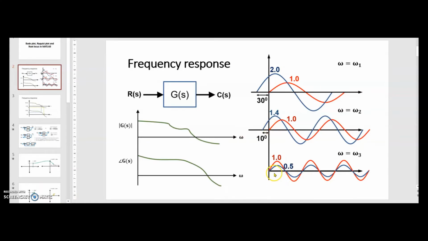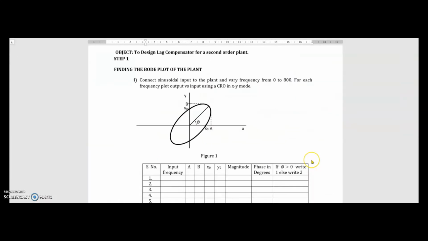There is one more method that we will be using in our system, and that is the use of Lissajous figures. So we find out the Bode plot of the plant by this other method, in which in the CRO we move to XY mode, and on the x-axis we give the input, which is a sinusoidal input with varying frequency, and on the y-axis we are taking the output of the plant. By taking this we will get this type of figure.